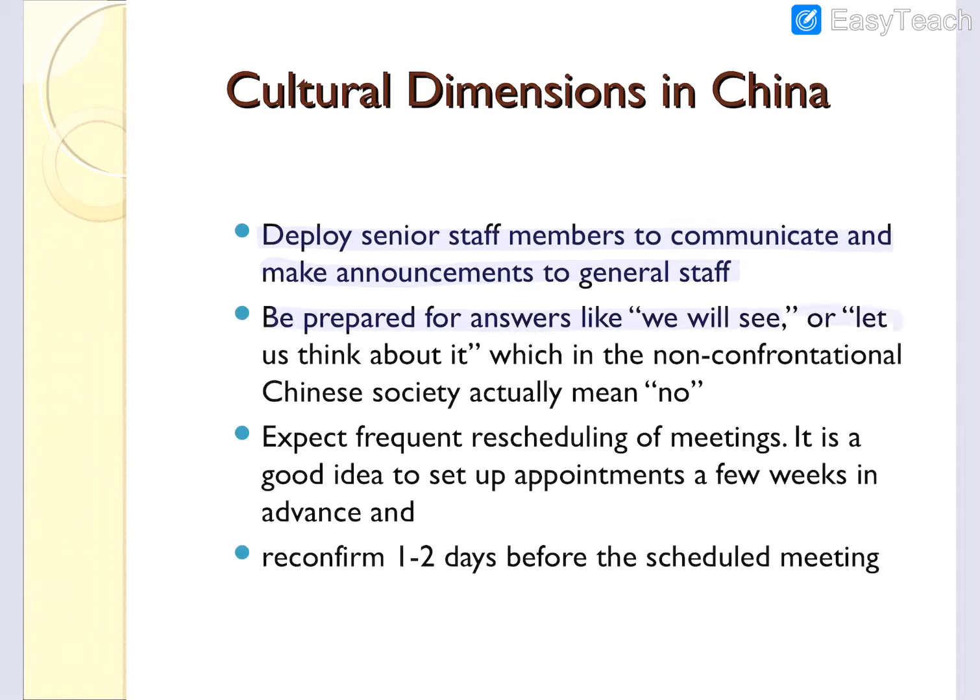So be prepared for answers like "we will see" or "let us think about it", which in the non-confrontational Chinese society actually means no. Okay, you should expect frequent rescheduling of meetings. It is a good idea to set up appointments a few weeks in advance and reconfirm 1 or 2 days before the scheduled meeting. So frequent rescheduling of meetings in China is actually normal.